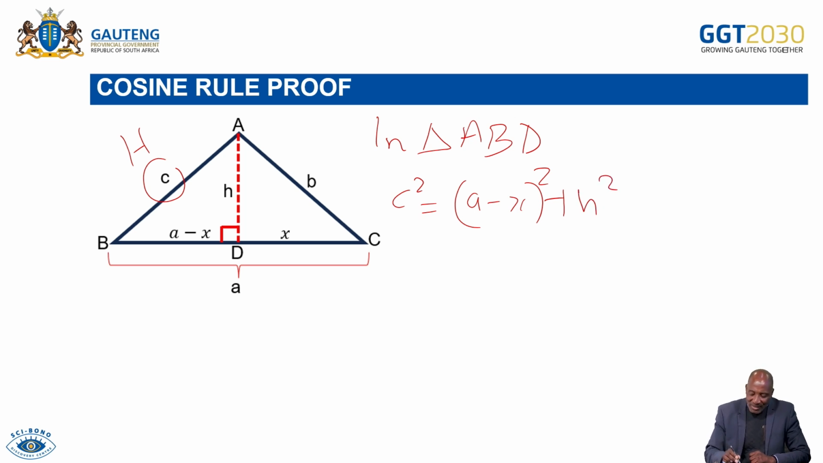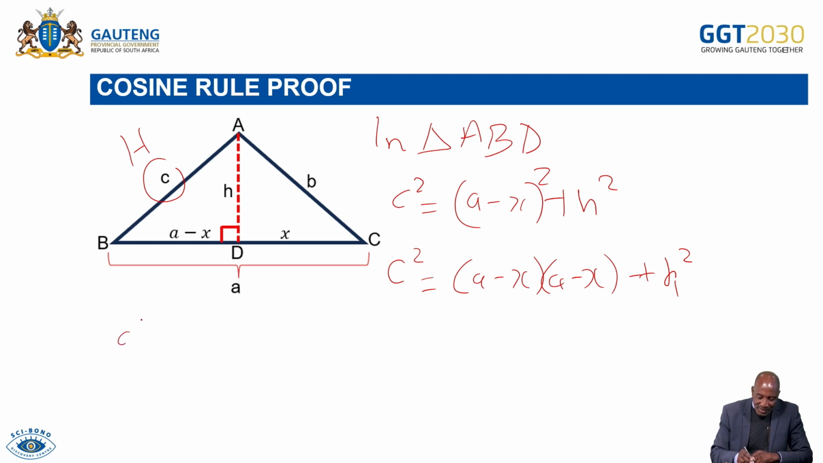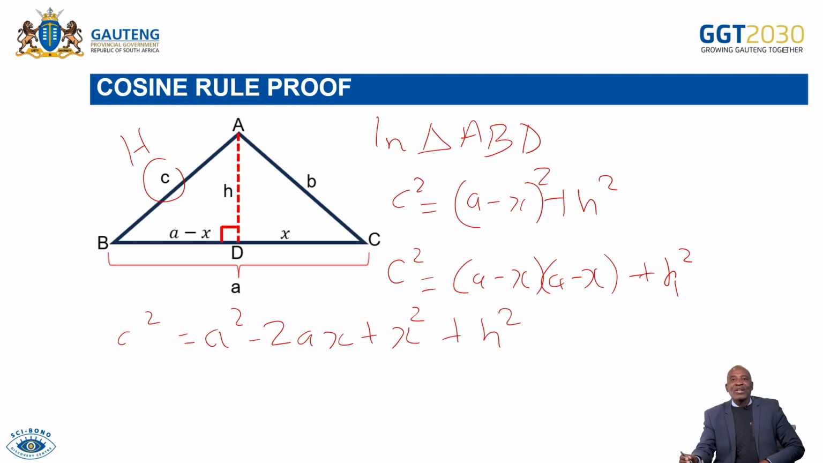Then from there, we are going to simplify. Our c squared equals, we expand this, a minus x multiplied by a minus x, then plus your h squared. Then you simplify further. This will give you c squared equals a squared minus 2ax, if you group like terms there, and then plus x squared. Then plus your h squared. So it means our longest side squared is equal to the sum of the squares of the other two sides. That is Pythagoras' theorem.